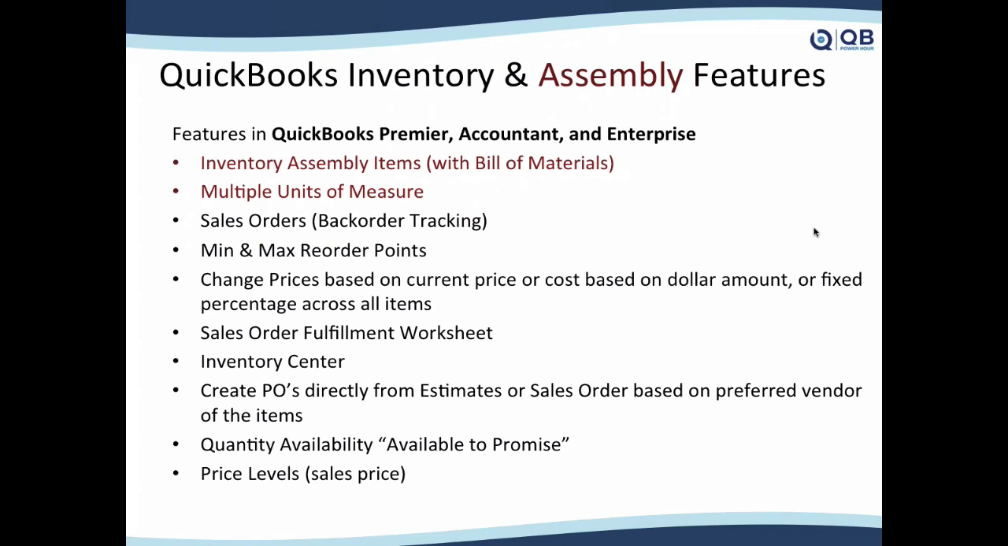Then we have quantity availability, which is often called available to promise. That's an important terminology thing because some clients call it available to promise. That basically means that QuickBooks will tell you what's available for you to sell, net of open sales orders and pending builds. And we'll talk about pending builds as part of this episode. And then, of course, price level. So being able to change the sales price based on a specific condition or group of clients, that's only available in Premier Accountant or Enterprise.